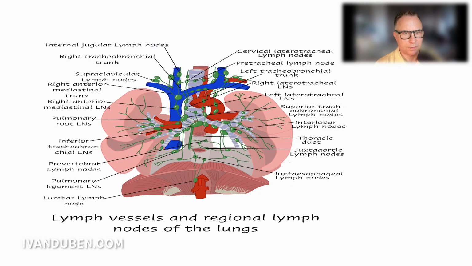Here's an image of the deeper lymph nodes and lymph vessels with the lungs. The heart is removed. So important things here, we have the thoracic duct traveling up through the center. And then we have some of the larger nodes like the inferior tracheobronchial lymph nodes at the bifurcation of the bronchi.